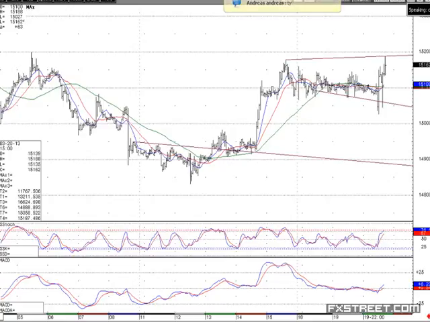They are pretty good. I mean, look at that little inverted head and shoulder pattern there. You know, and up we went to its target.